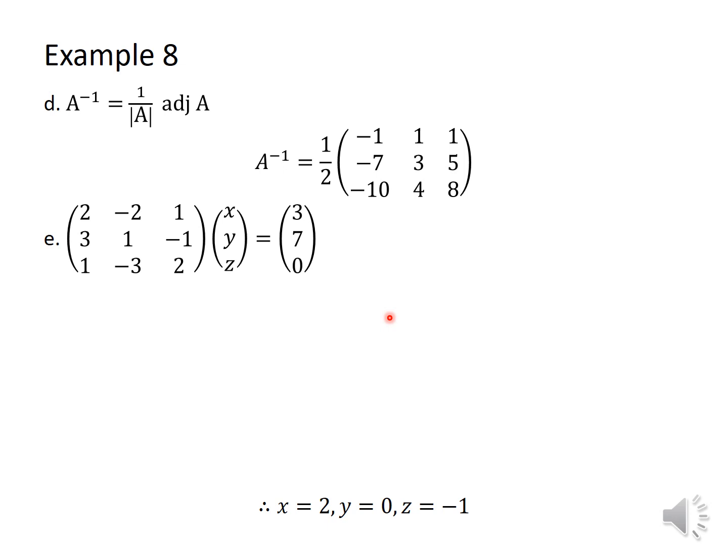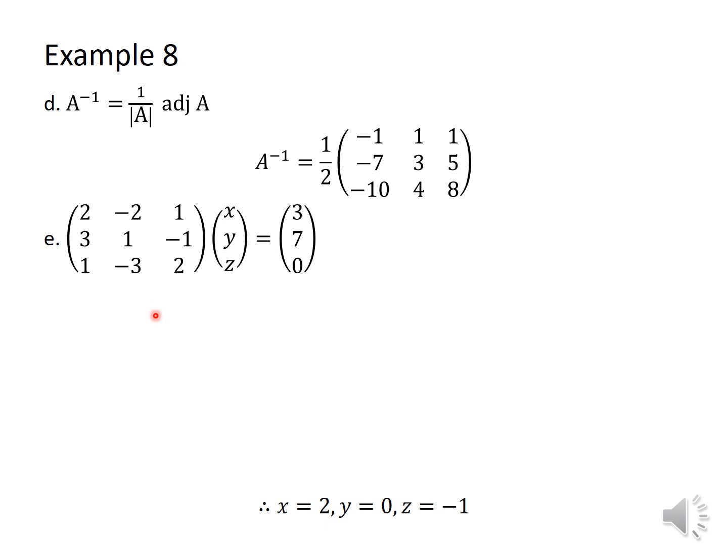For the D part, to get the inverse matrix of A, here is the formula: 1 over the determinant of A multiplied by the adjoint matrix of A. And here is the inverse matrix of A.